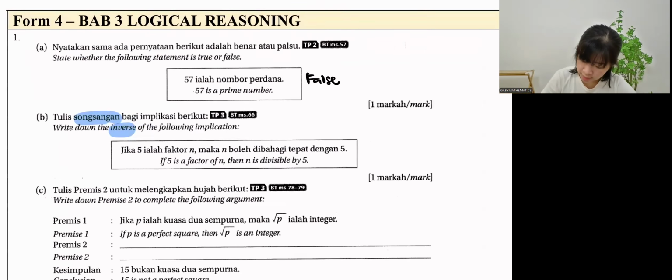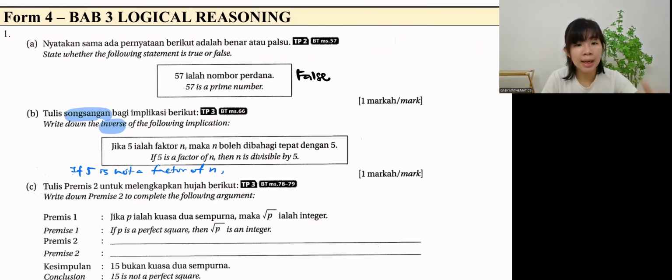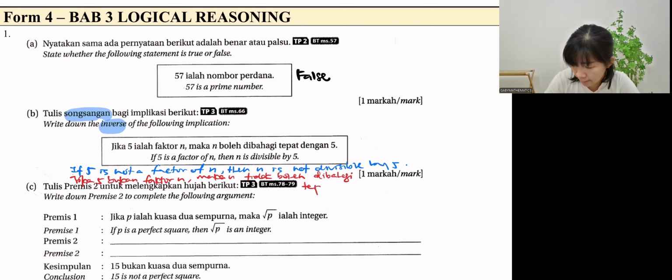Okay, write it down. For English, everything remains. If 5 is not a factor of n, you just change the "is" to "not only". Then n is not divisible by 5. ABM, jika 5 bukan faktor n, maka n tidak boleh dibahagi tepat dengan 5.